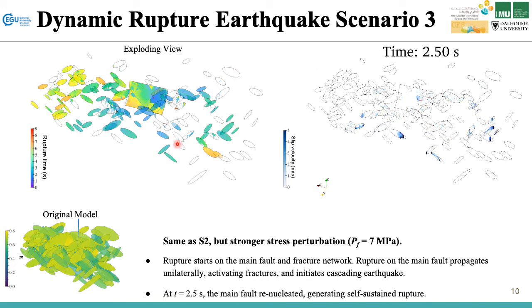And then the rupture on the main fault dies out. However, rupture on the interconnecting fracture is still going on. Interestingly, at t equal to 2.5 seconds, due to a dynamic interaction between the fracture and the main fault plane, the main fault renucleates, generating a runaway rupture. This runaway rupture also activates its neighboring fracture that is located on the left side of the main fault plane, here.